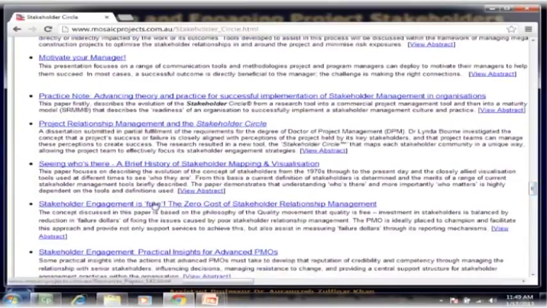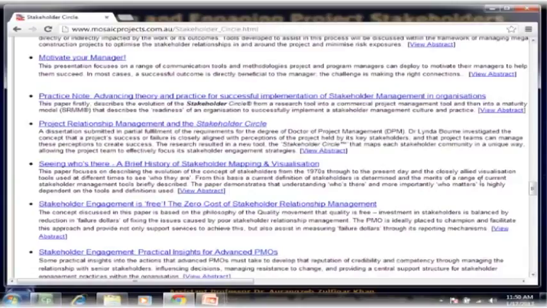Stakeholder engagement is free. Something new to me. The zero cost of stakeholder relationship management. The concept discussed in this paper is based on the philosophy of the quality movement, that quality is free. If you've studied TQM, Total Quality Management. Investment in stakeholders is balanced by reduction in failure dollars of fixing the issues caused by poor stakeholder relationship management. Follows on from what I said, that if you invest some of your time, some of your money, some of your creative energy in managing and engaging your project stakeholders, then the return which you get is much more usually than the investment which you have incurred. In this sense, you could say that it is basically free.